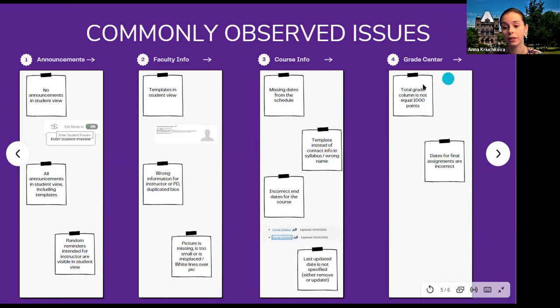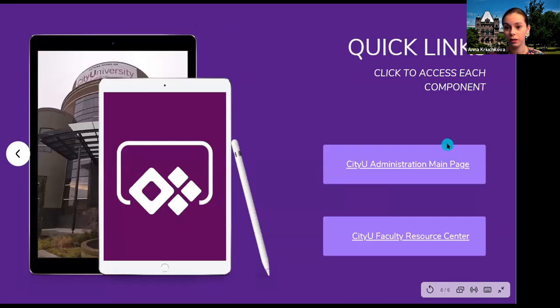And for the grade center, as I mentioned previously, two small things. One, the total grade column should equal 7 points. And second, which I think is a very effective practice as well, making sure that dates for final assignments are correct and set up correctly for the specific course. So that's it for the initial shell review, and now we are opening the panel for questions.